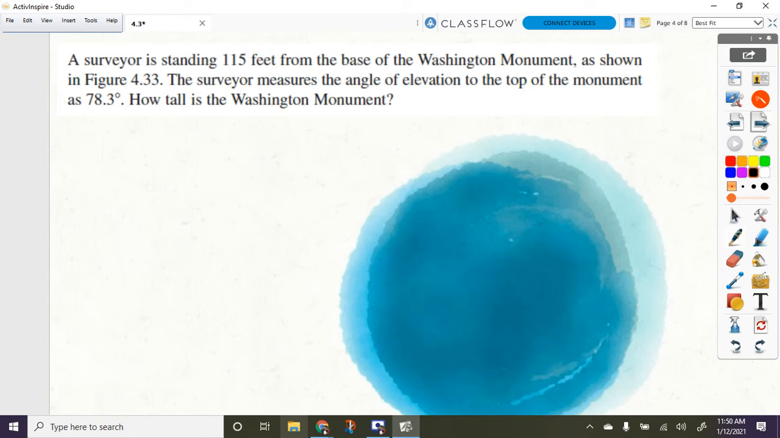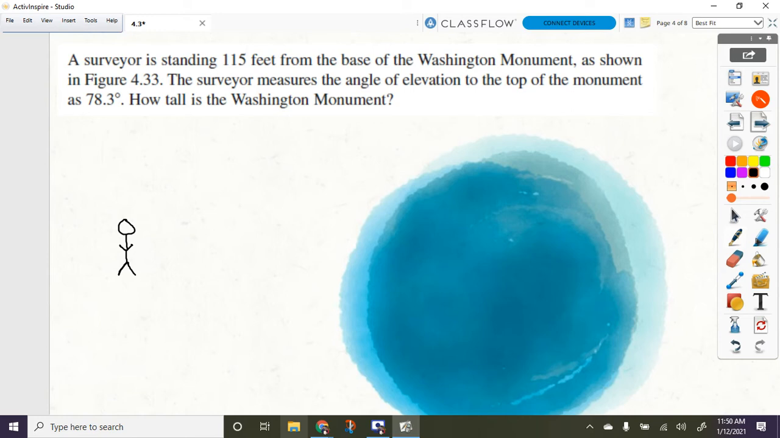So there is a reason that Mrs. Bennett teaches math and not art. So I'm going to draw you a picture, and we're all going to realize that this is the extent of my artistic ability. So you'll just have to deal with it. All right, so we have our surveyor. Like I said, the extent of my artistic ability right there.